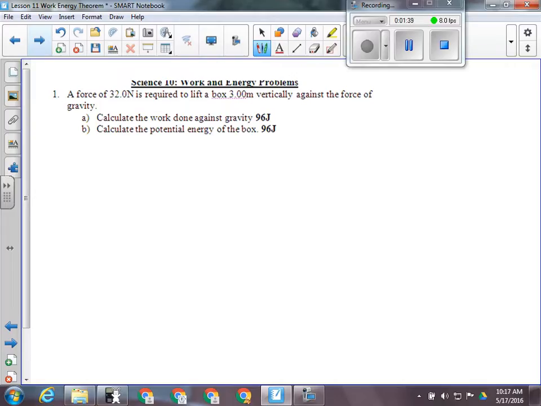So we have a force of 32 newtons that's required to lift a box 3 meters vertically against the force of gravity. If I'm working against gravity, what kind of energy am I changing here? Potential. All right, so they're telling me that F equals 32 newtons. And they're telling me what else? Distance, yeah. Height is still a distance. It's a vertical distance, right? So don't get confused if it says height. This distance could also be the height, and that's fine, which equals our 3 meters here.